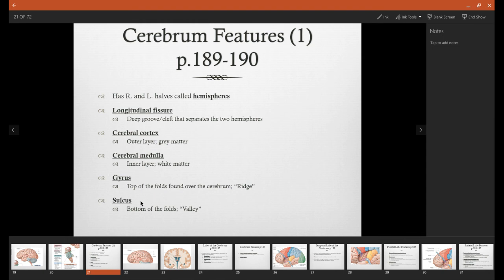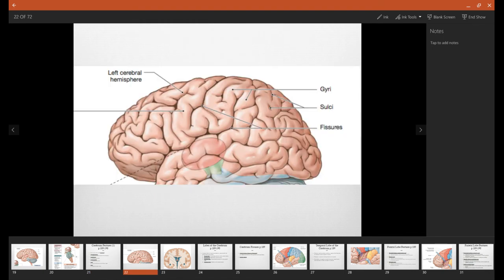You're also going to see lots of folds all throughout the cerebrum. The top of the fold is called a gyrus, whereas the bottom of it is called a sulcus. So as we look at this cerebrum here, these are the gyri, so the tops of the folds. And if we were to dive down in between folds, these are what are called the sulci, so the bottom or the valleys.